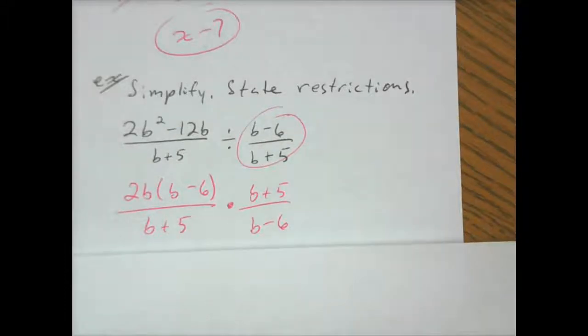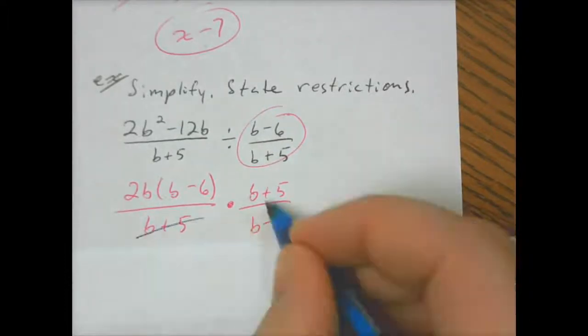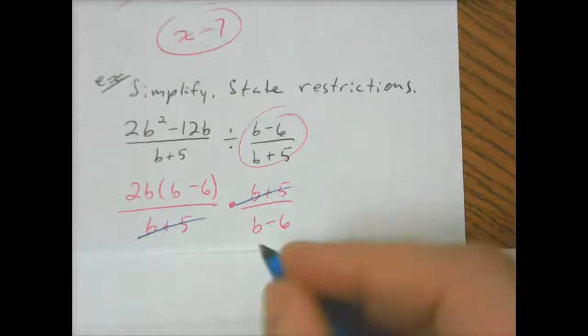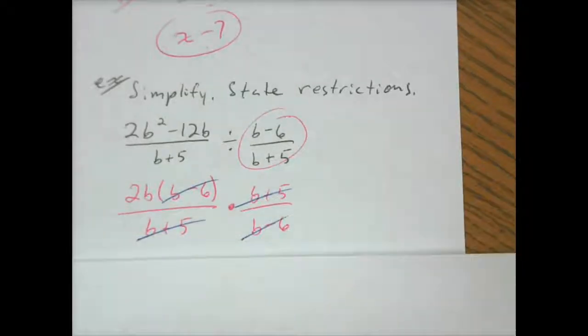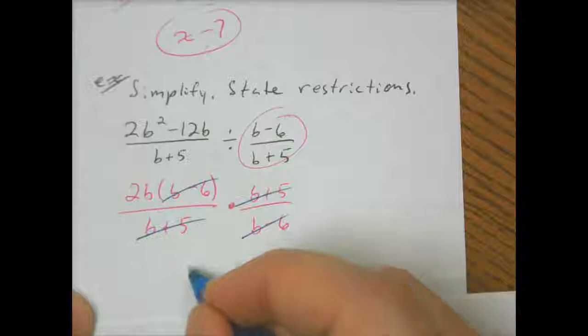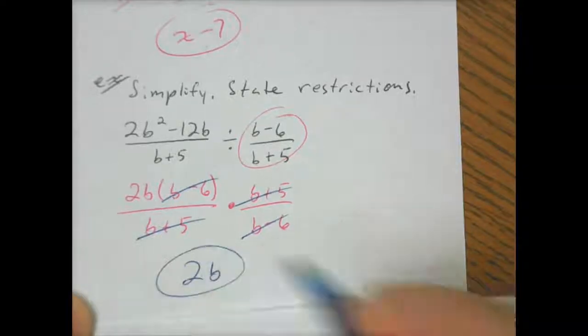Now it's just looking for if anything divides out. B plus 5 divided by b plus 5, and b minus 6 divided by b minus 6. So the only thing I'm left with is 2b. Happy day. All right, moving on.